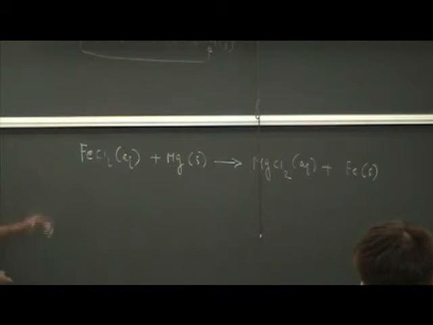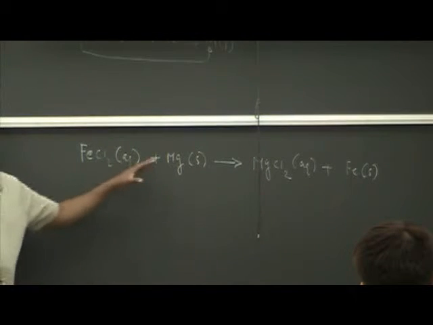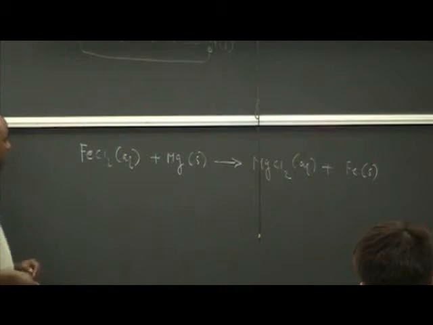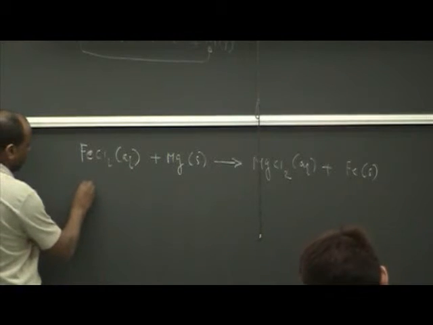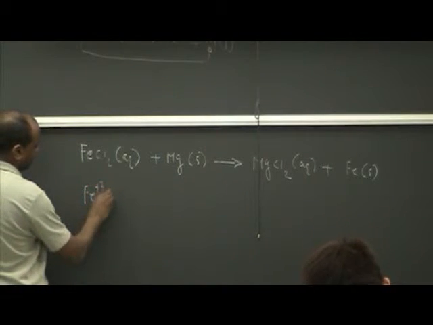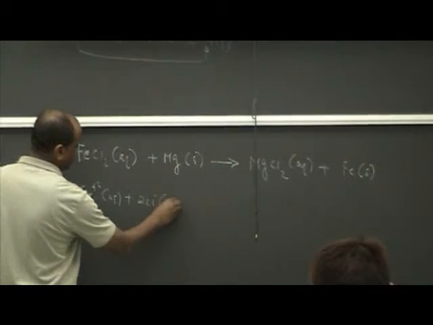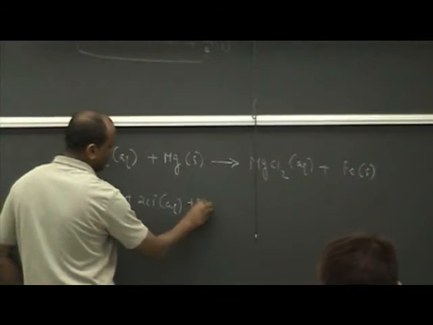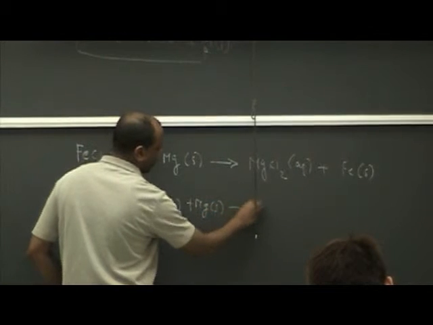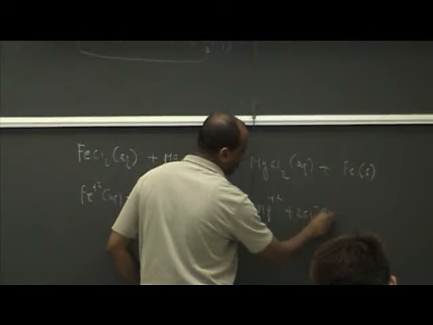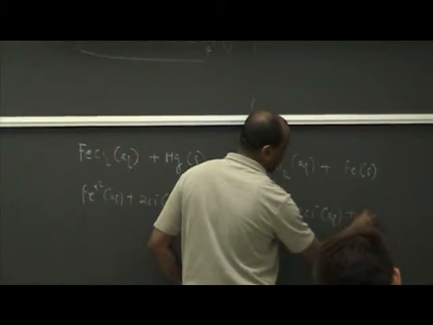So, the first thing that we need to make sure is that the equation is balanced. And we see here the equation is balanced. This is a molecular equation. If you use the ionic equation, this is going to be iron plus 2 and chlorine minus, magnesium as is. You will have magnesium plus 2 and chlorine minus, and iron.